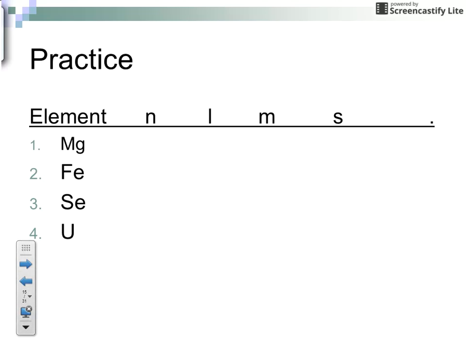All right, so we're going to do some examples, and I'm going to be using magnesium, iron, selenium, and uranium. So you need your periodic table out and get ready to apply these principles that I just talked about in these lessons you have watched. I'm going to sign off of this and then go to my Elmo and talk you through some guided practice.